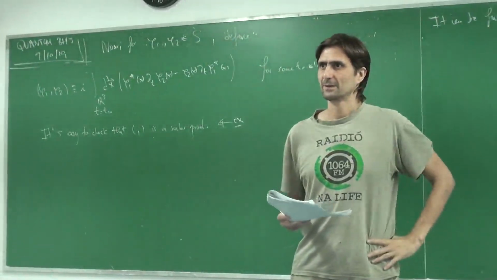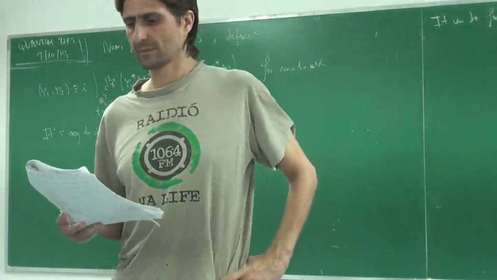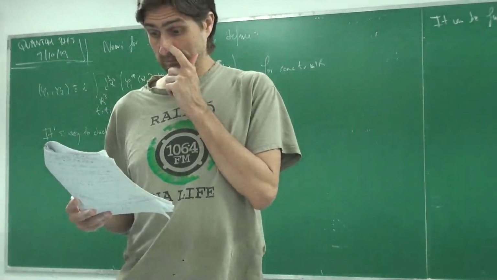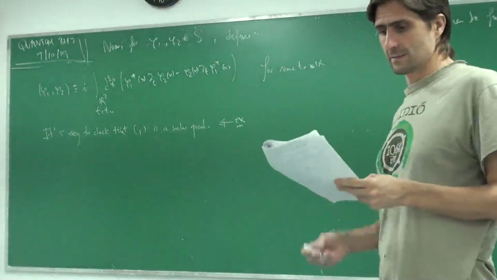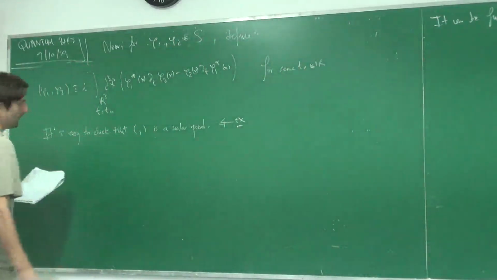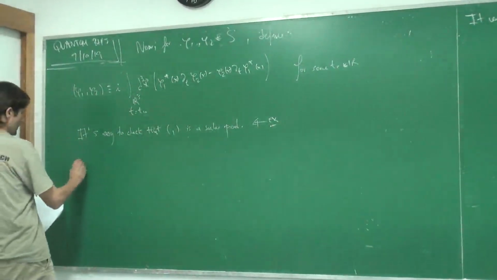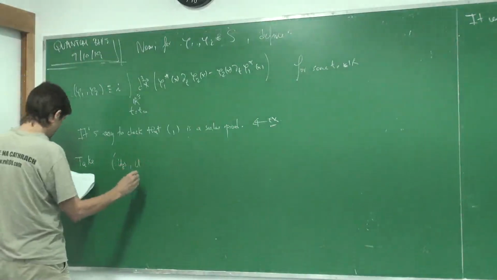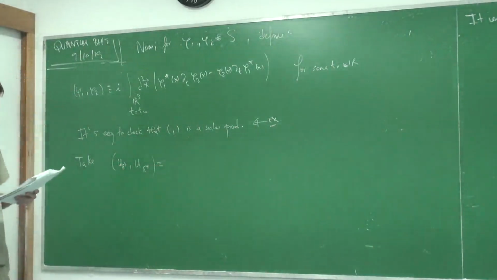I would have to do a lot of calculations to check for that. I don't know how to see it just from looking at the expression. Okay. Let's see now if it is or not. So let's take a scalar product between two elements of the complete set.